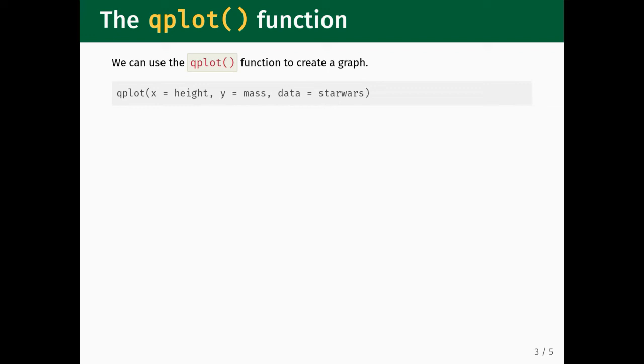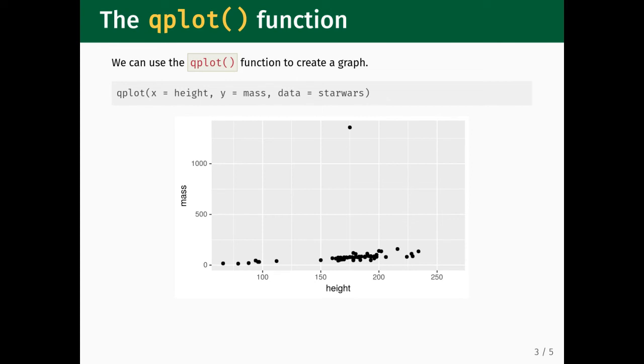This is how we do so. We write the name of the function, which is just qplot, followed by those brackets. The arguments to the function go inside the brackets. And this is the output that we get from running this example. This is a type of graph known as a scatter plot. Each point represents an observation plotted at its value of the x-axis and y-axis variables.